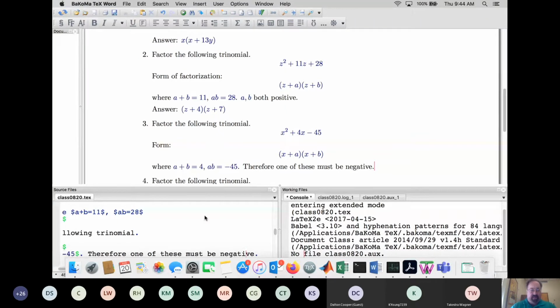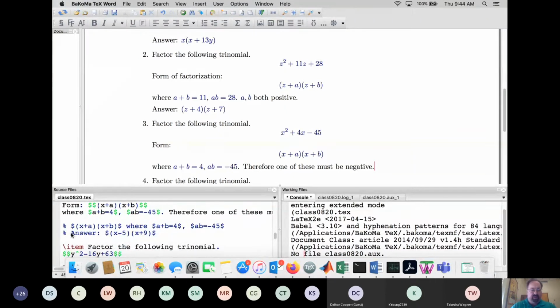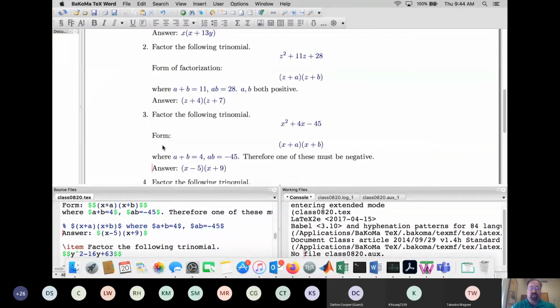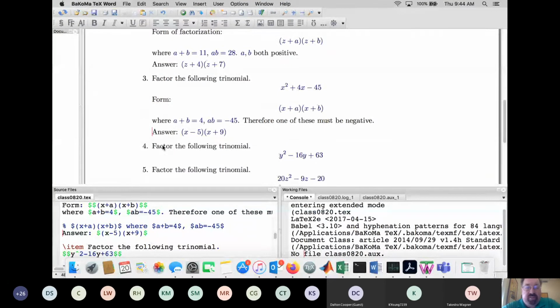So what we get here is this is your factorization, because we have minus 5x plus 9x is equal to 4x, so that works. And the product is minus 45. If it were the other way around, like suppose this was x squared minus 4x minus 45, then you would just change the signs here, and that would work. Okay.